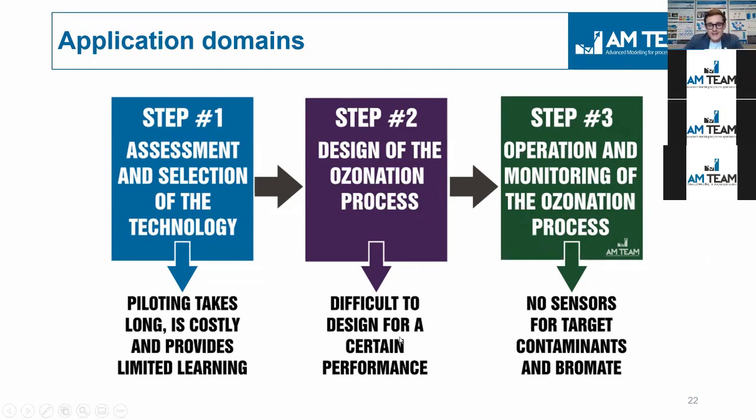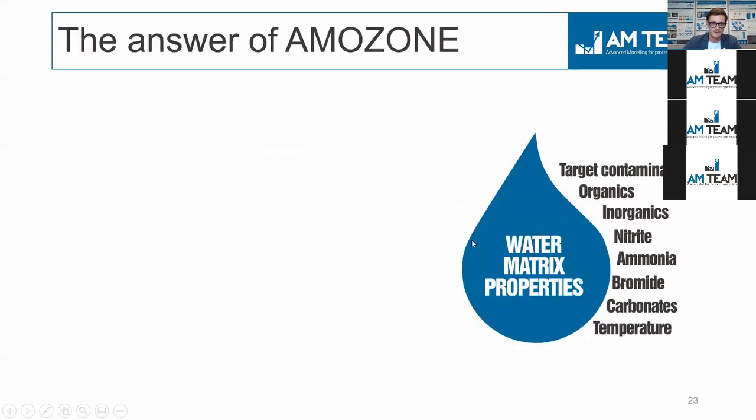Step 2 is, okay, when you have decided to choose ozone, you have to design a process. Well, it's not always easy to design a process. For example, reactor sizing, what is the residual you are going to get? There are many design challenges. And then finally, when you have designed your plant, you have to build it and then start operating and monitoring it. And the pity is that you have no sensors available for monitoring of target contaminants and also bromate. So we believe that simulation can also add a lot of value there.